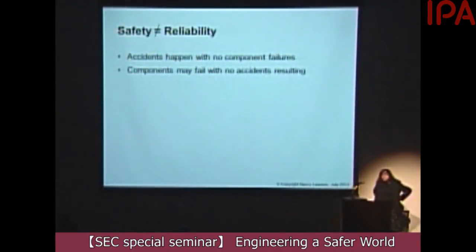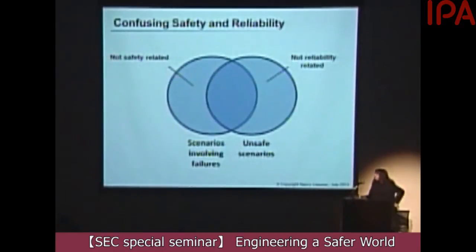So the first point I want to make is that safety is not equal to reliability. Accidents happen with no component failures, and components may fail and not have any accidents. This confusion is inherent in lots of things that we do. We have a lot of techniques that identify the scenarios that involve failures. Some of those techniques do cause accidents, some of them don't. But there's a whole other set.